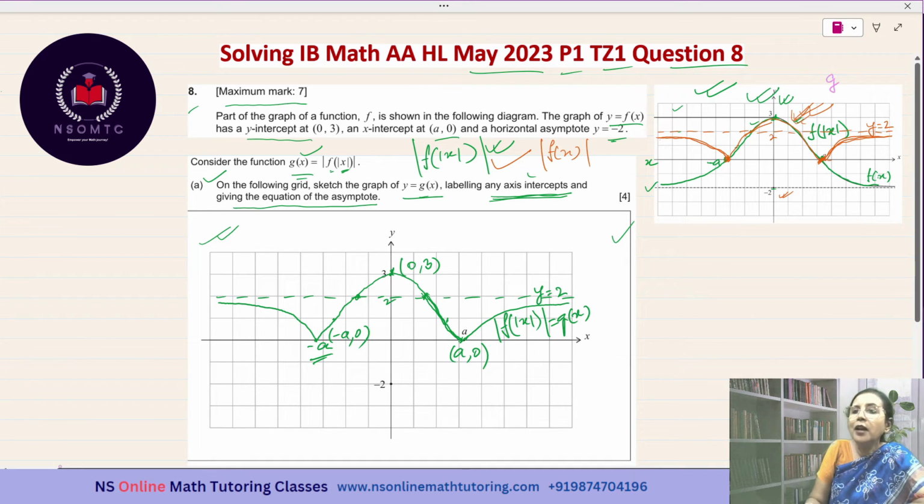And we need g of x whole square. Okay, so the y values will be getting squared, the x values stay as they are. This is the x-intercept, negative a comma 0. So the y value is 0, and 0 squared is 0. So this is the invariant point. Similarly, this one is another invariant point.